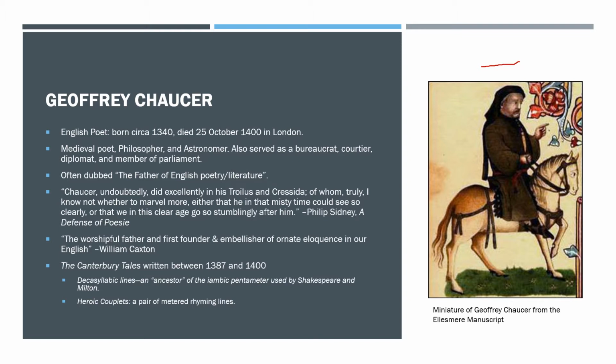And the second quote I've included here comes from William Caxton, who was the first publisher using a printing press in London in the 15th century. Right? He's sort of the English version of Johann Gutenberg, and he wrote of Chaucer, calling him "the worshipful father and first founder and embellisher of ornate eloquence in our English." So high praise for Chaucer, which has continued over the years.